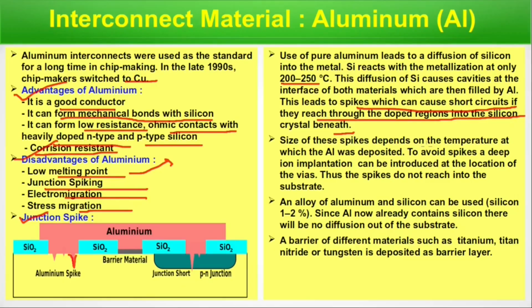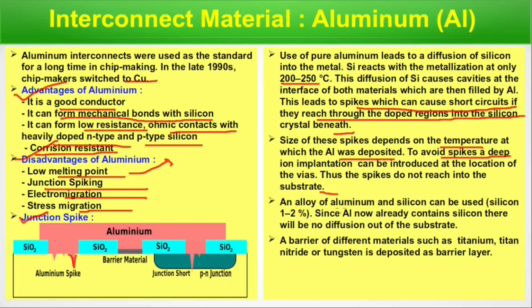The size of this spike depends on the temperature at which aluminum was deposited. To avoid spikes, a deep ion implantation can be introduced at the location of the vias. Thus, this junction short does not happen, and the spikes do not reach into the substrate.